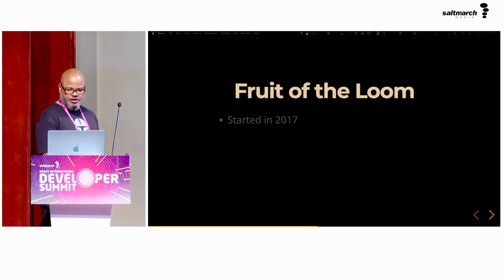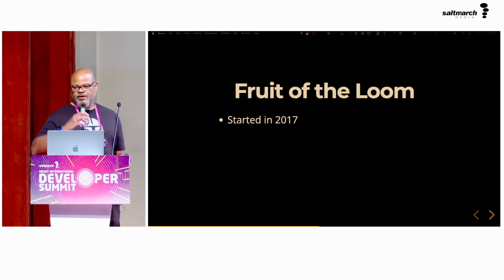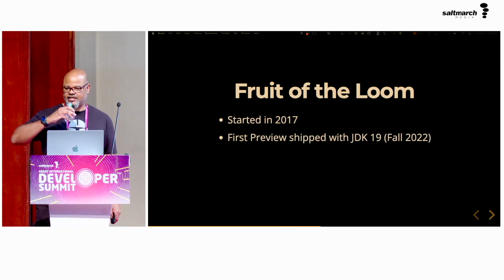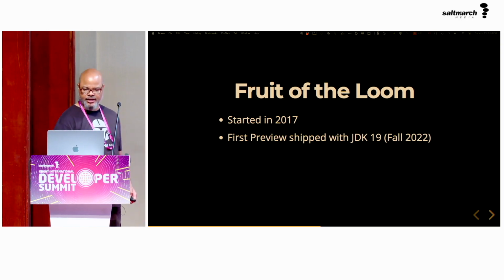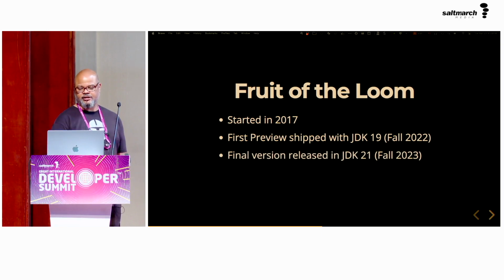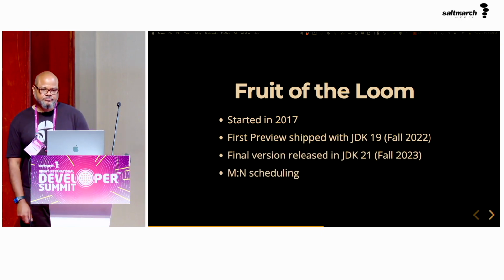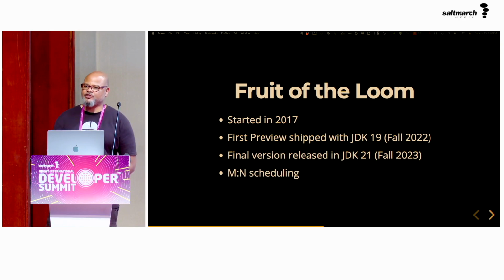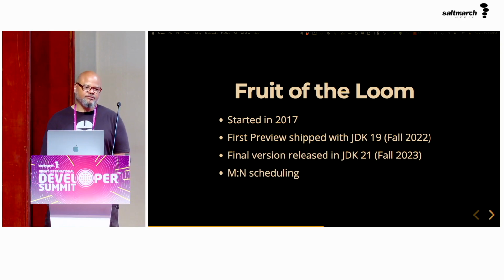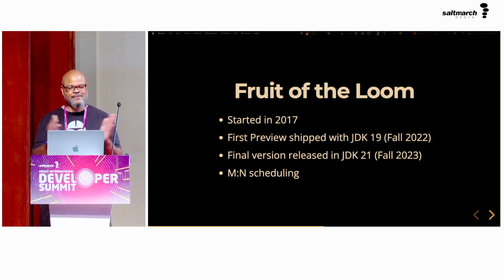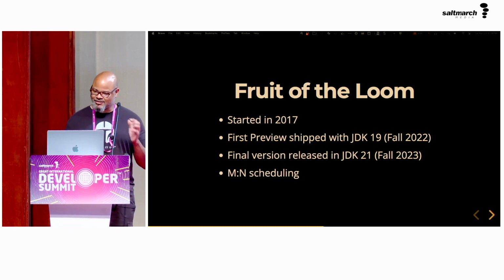Okay, so Loom was started in 2017. The first preview shipped in JDK 19, which is fall 22. The final version came out in JDK 21 in 2023. And the key thing is that virtual threads give you end-to-end scheduling, right? So you have n number of virtual threads that map to n number of platform threads. So we have access to many more than just one thread now. You can have lots of different cores.